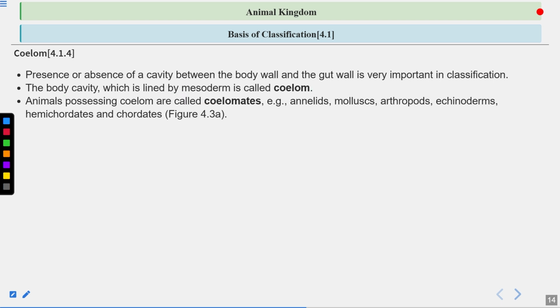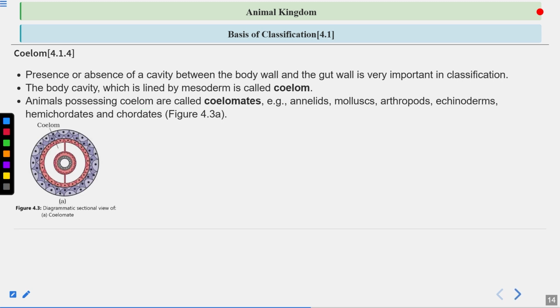Okay. Animals possessing coelom are called coelomates. The animals which have a true body cavity are called coelomates. So annelids, mollusks, arthropods, echinoderms, hemichordates and chordates, all are coelomate. So here you can see, this is the body wall, and this is the gut, the alimentary canal. What is the outer lining of this gut? The red color you see, that is the mesoderm.